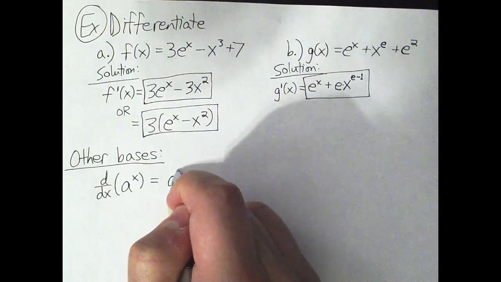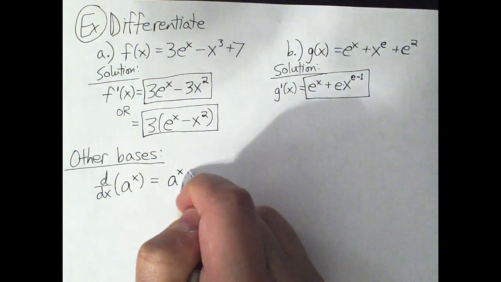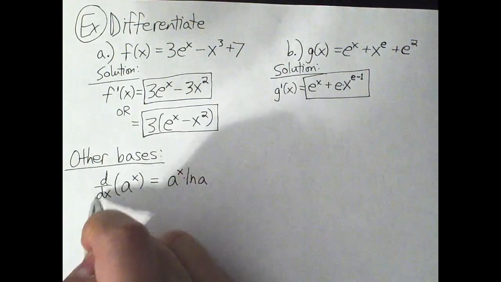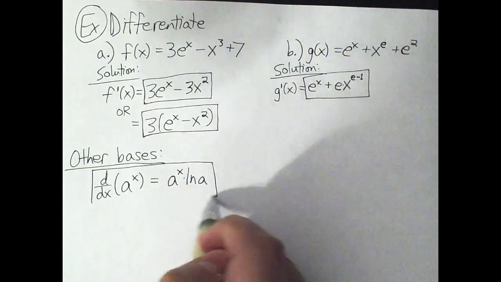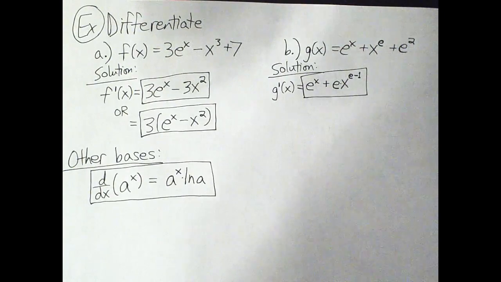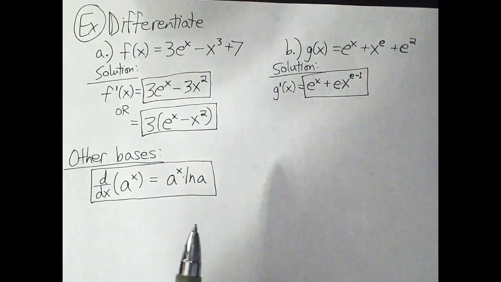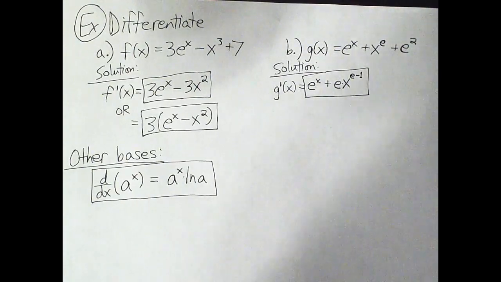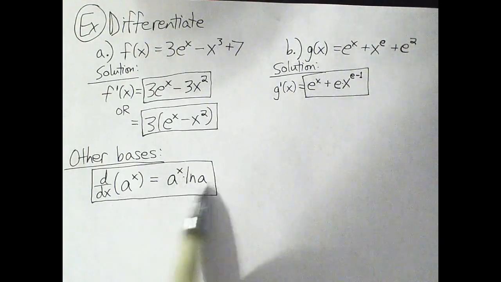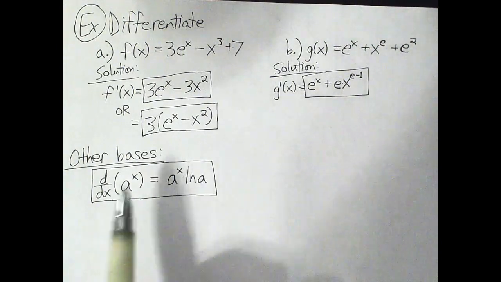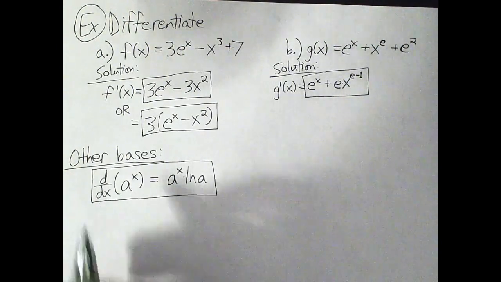It's not just a to the x, it's a to the x times something. It's going to be a to the x times ln of a. Now, this rule, which I have not proved to you, I have not derived, deriving this requires a rule that we haven't covered yet. It's a rule that's called the chain rule. So when we get to the chain rule, we might come back and revisit this idea and see where this formula comes from. But for now, I wanted to at least show you this briefly.